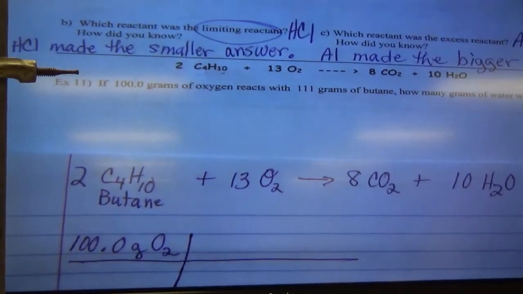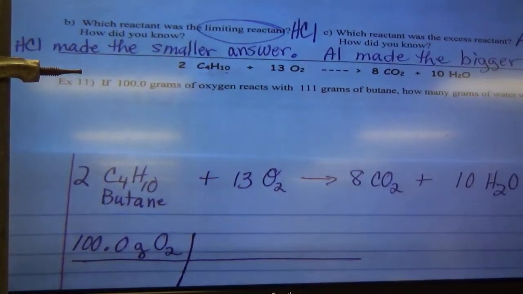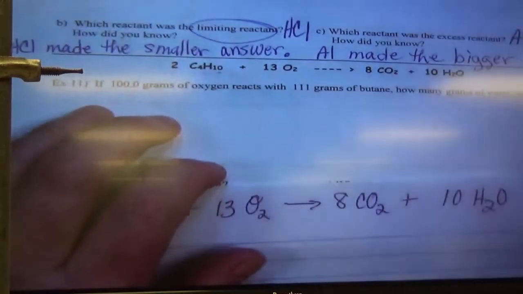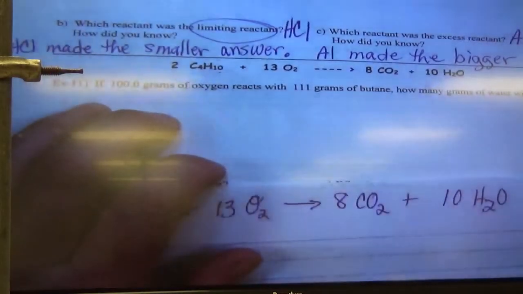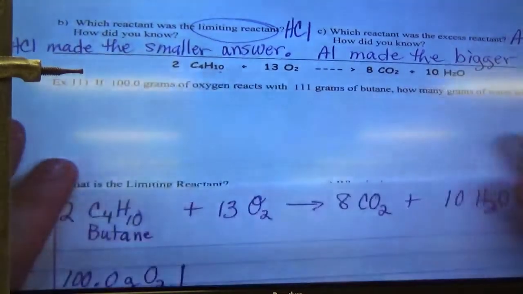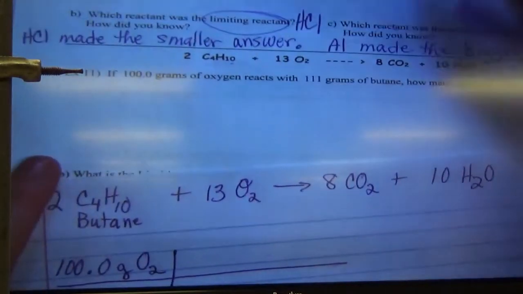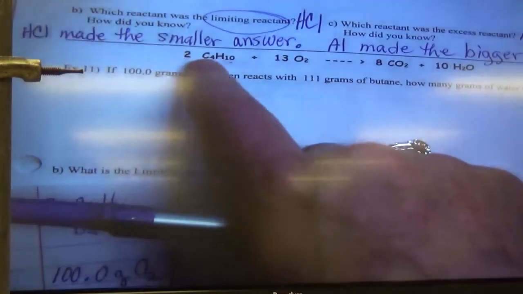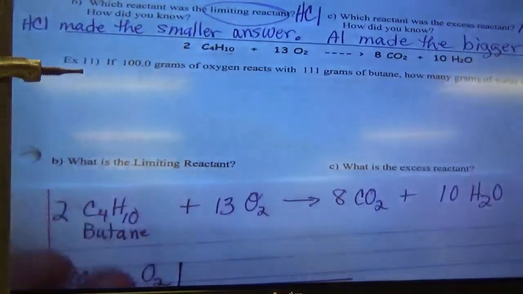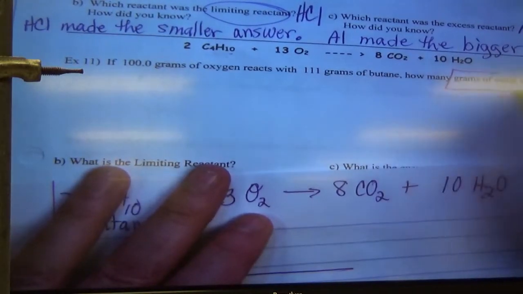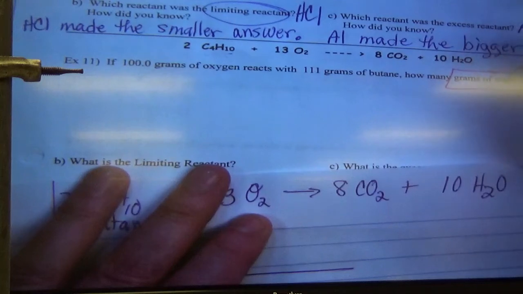Okay, so we're going to be calculating a new question for limiting reactants as an example. We're going to calculate where we have 100 grams of oxygen reacting with 111 grams of butane. Here's the chemical reaction we're going to follow. And notice in this question, we're looking for how many grams of water. So water will be the unknown material.